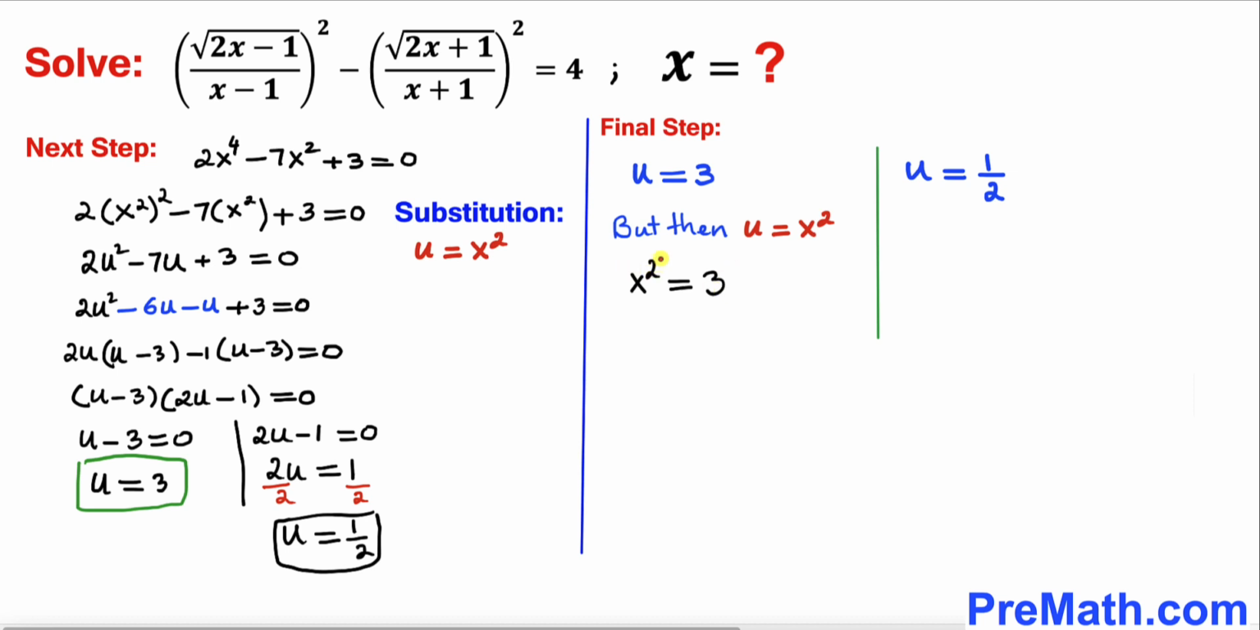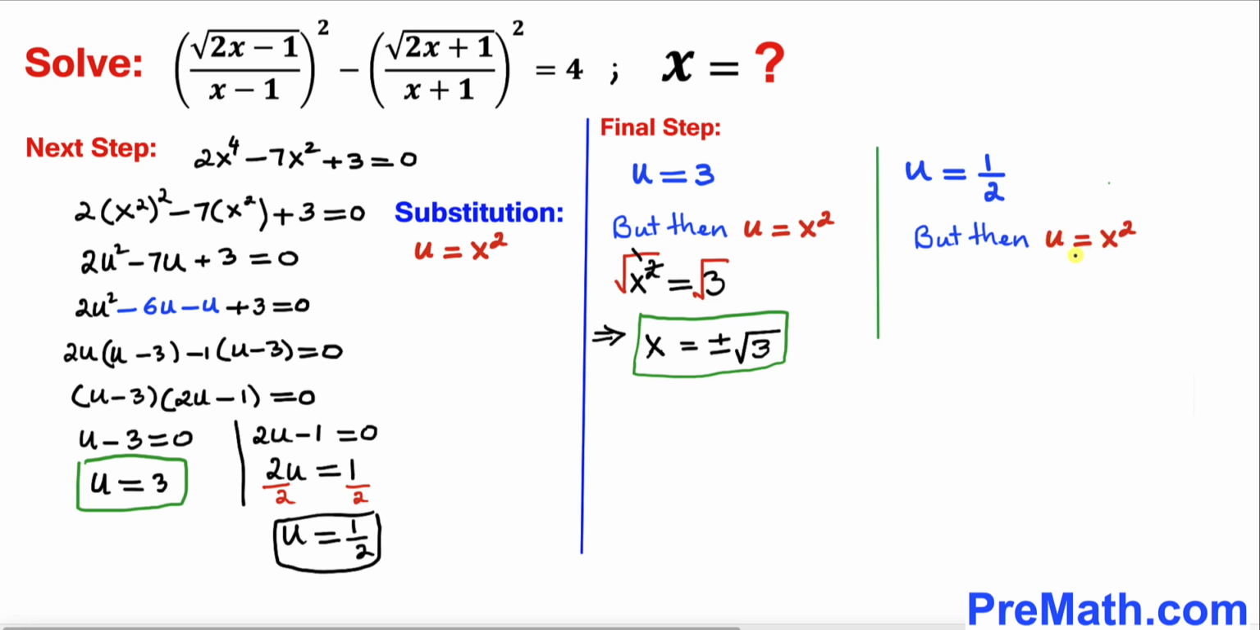Now let's go ahead and undo this square by taking the square root on both sides. Therefore, this square and square root is gone. So x turns out to be equal to positive or negative square root of 3. And now let's focus on this case when u equals 1 over 2. But then u equals x squared. If we compare these two equations, we are going to get x squared equals 1 divided by 2.